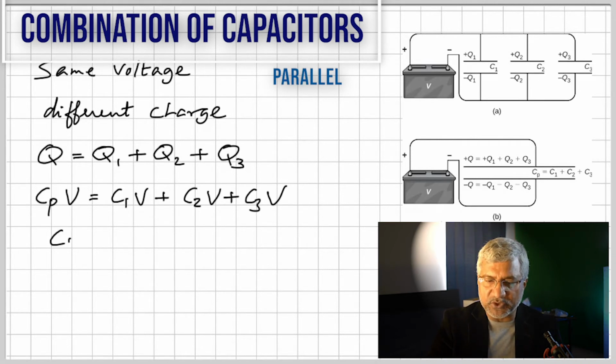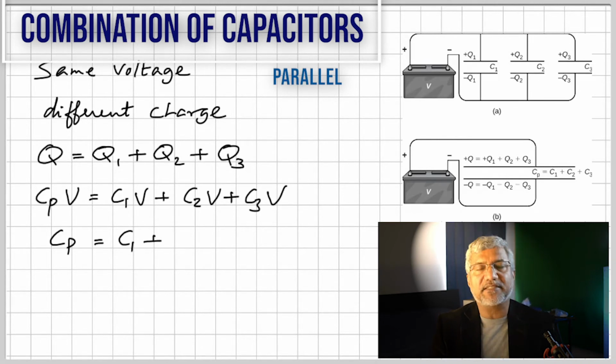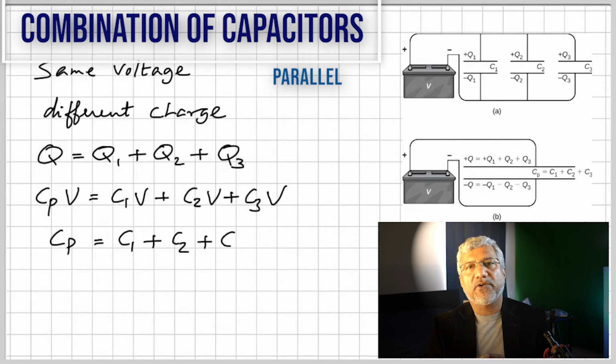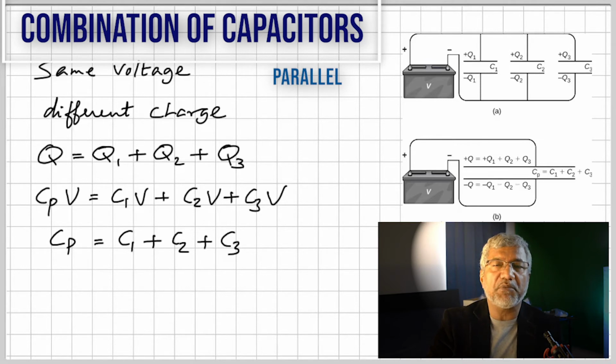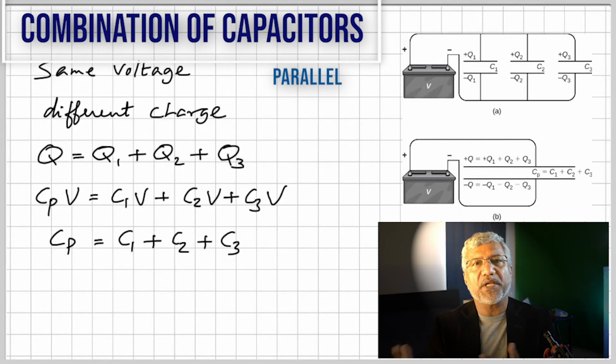So when we use that and the voltage cancels out, we find that if capacitors are connected in parallel, the equivalent capacitance is simply the sum of the capacitances. That means the equivalent capacitance will be bigger than the biggest amongst them. That's easy to understand. So if these are 1, 2, and 3 microfarad, of course, this is 6 microfarad, which is bigger than the biggest amongst them.